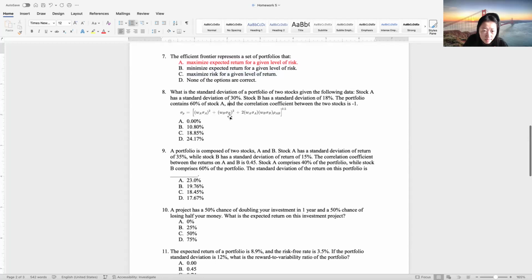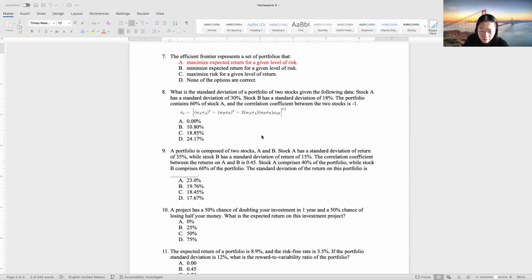Question 8. What is the standard deviation of a portfolio of 2 stocks given the following data? Stock A has a standard deviation of 30%. Stock B has a standard deviation of 18%. The portfolio contains 60% of stock A, and the correlation between the 2 stocks is -1. We just need to follow the formula here to calculate the standard deviation.